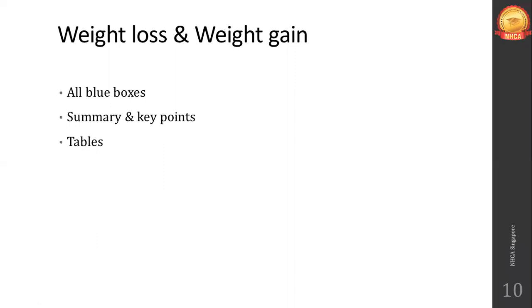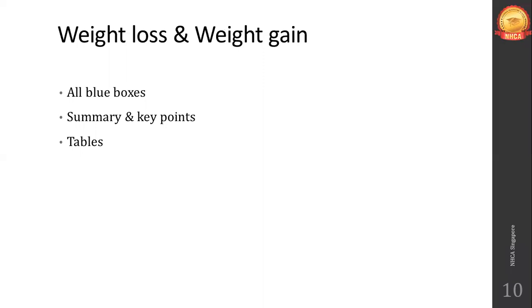Next, both the chapters on weight loss and weight gain are very important from a practical approach. You have to be thorough with all the blue boxes, summary, and key points at the end of the chapters, and tables. Please be very thorough with all this in both these chapters. Especially study these two chapters from a practical point of view.